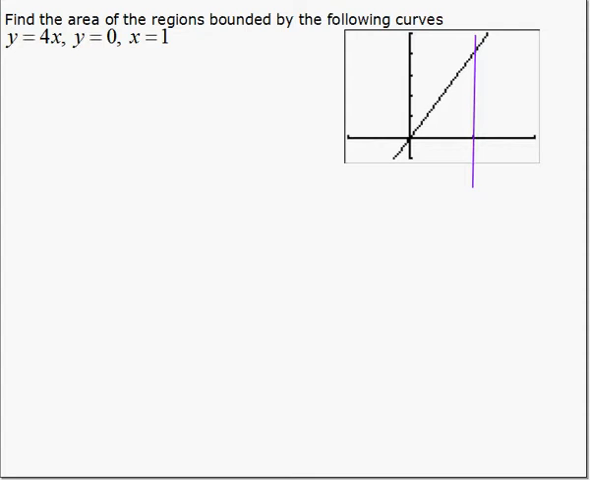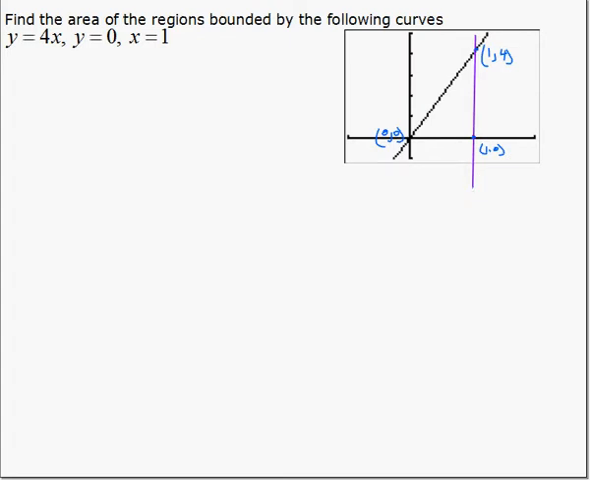So let's find the points of intersection. This point here is 0, 0. And this point here is 1, 4. Since it's on the line x equals 1, we know x is 1. y is 4 because we just substitute 1 in there. This point then is 1, 0. So we have all of our points.